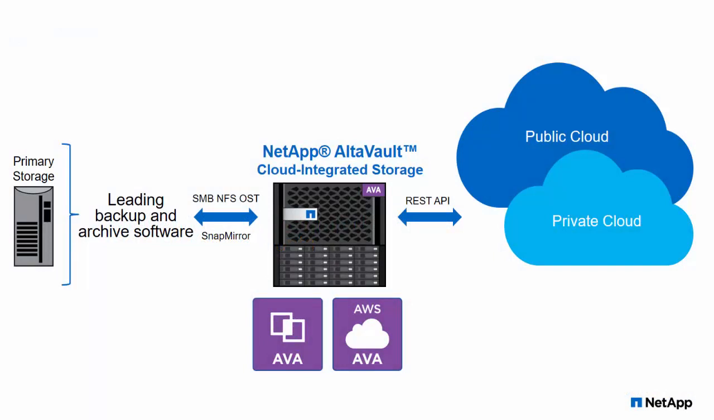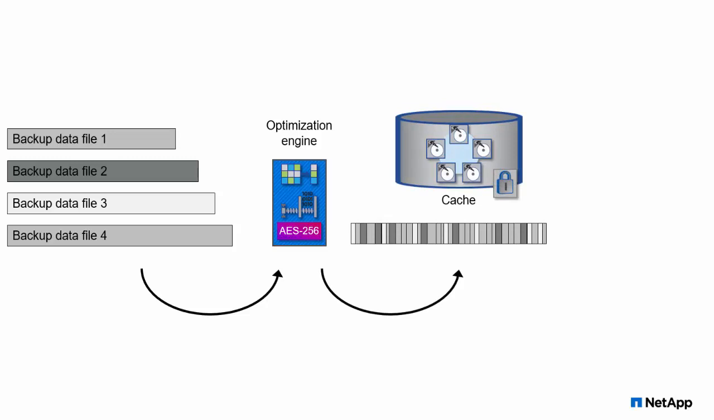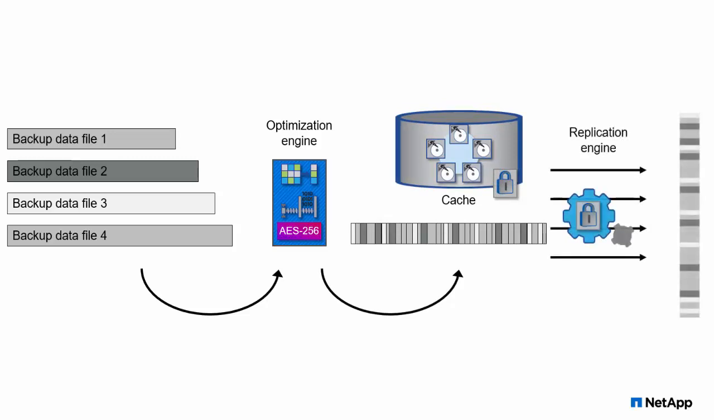AltaVault is a simple, easy-to-use cloud-integrated storage appliance which provides access to backup applications via NAS protocols including SMB, NFS, OST, and SnapMirror. Backups are written to the appliance by any of the leading backup application providers. The data is then optimized by applying variable length inline deduplication, compression, and AES 256-bit encryption before it is saved to the local AltaVault cache and replicated to the cloud using your internet link.